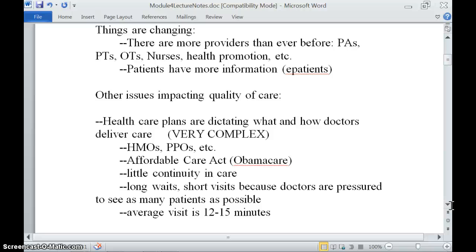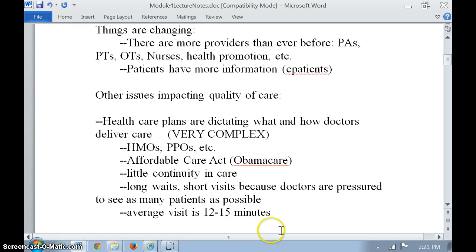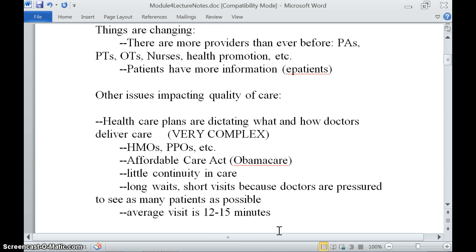A lot of issues impact quality of care, and ultimately that's what we're supposed to be about, right? Quality of care. First of all, the healthcare plans have really changed, and they're really beginning to get into the game in terms of dictating what and how doctors deliver care. Talk to any primary care physician or surgeon. There are lots of protocols that have to be followed now, so it's very complex. You've got HMOs or PPOs, health maintenance organizations, preferred provider organizations. For example, at Miami, I'm in a traditional plan, a preferred provider organization plan. You've got the Affordable Care Act, i.e. Obamacare, which has really wreaked havoc on our healthcare system, at least initially. Will it get better? Hopefully.